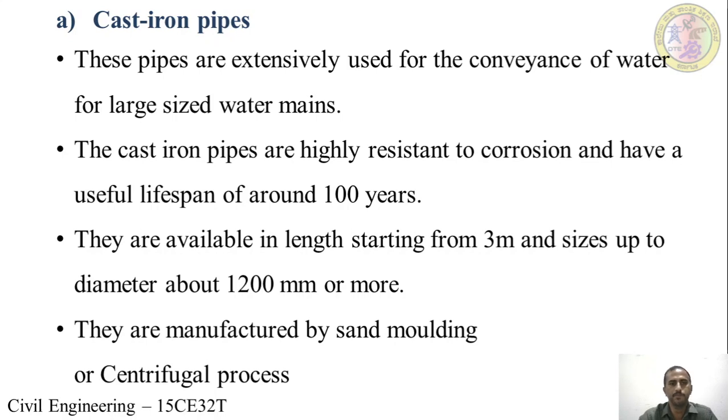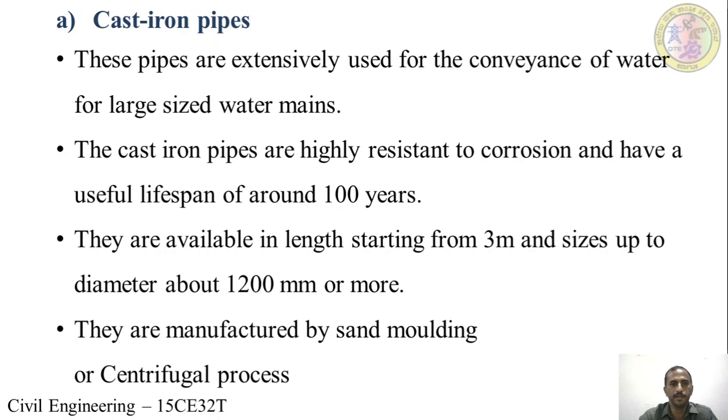Cast iron pipes contain carbon content more than 2%, that is way more than steel. Because of this higher carbon content, cast iron pipes become strong and durable. They resist deformation, they resist corrosion activity, but the drawback is they become brittle.